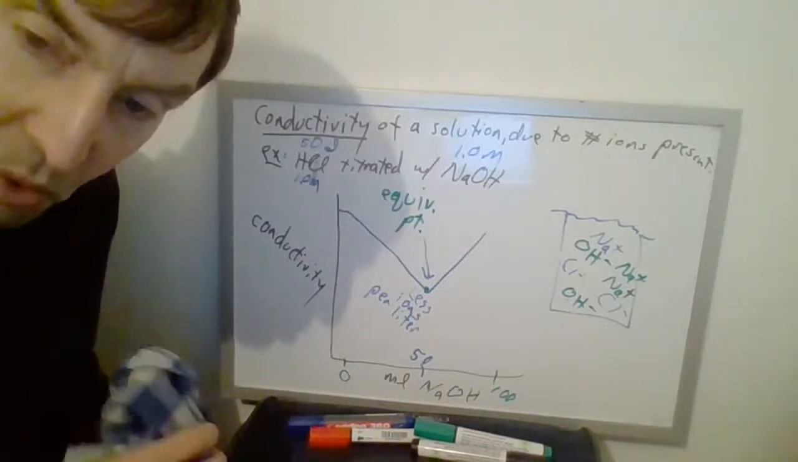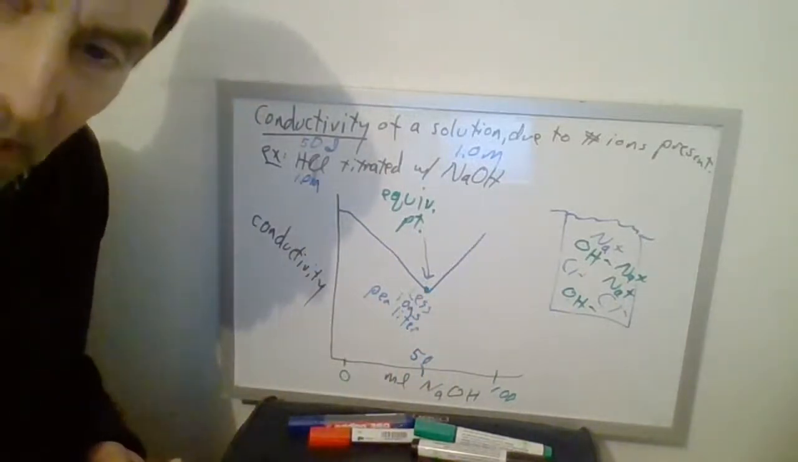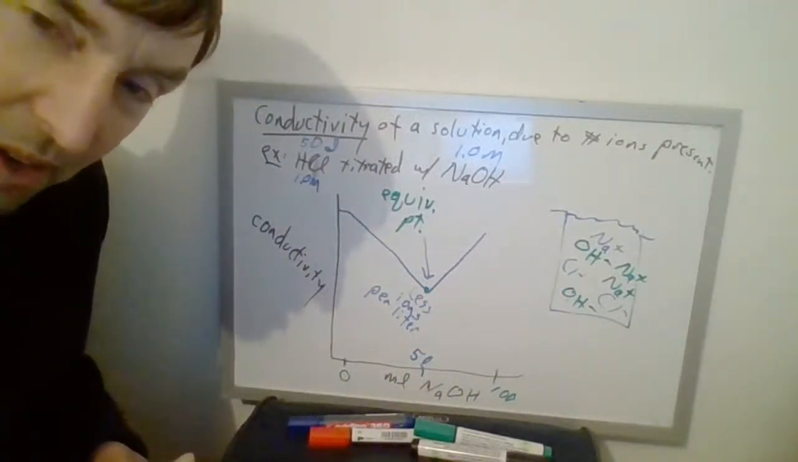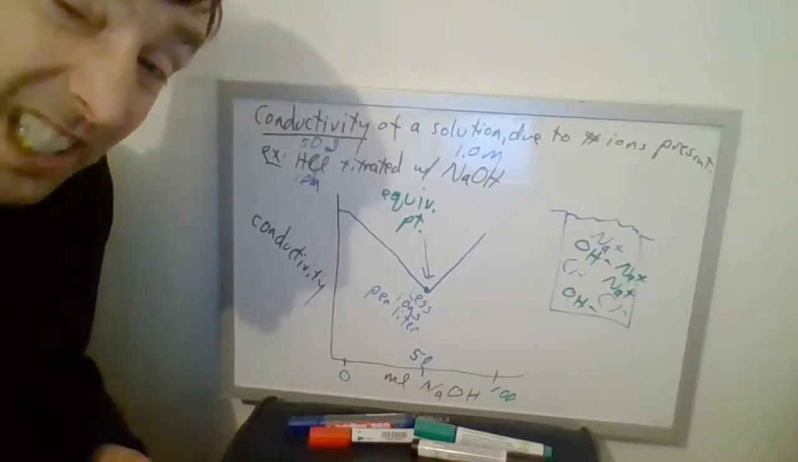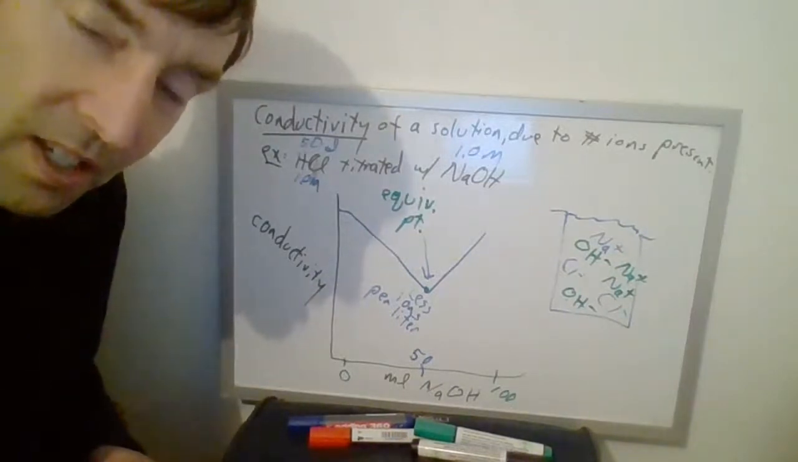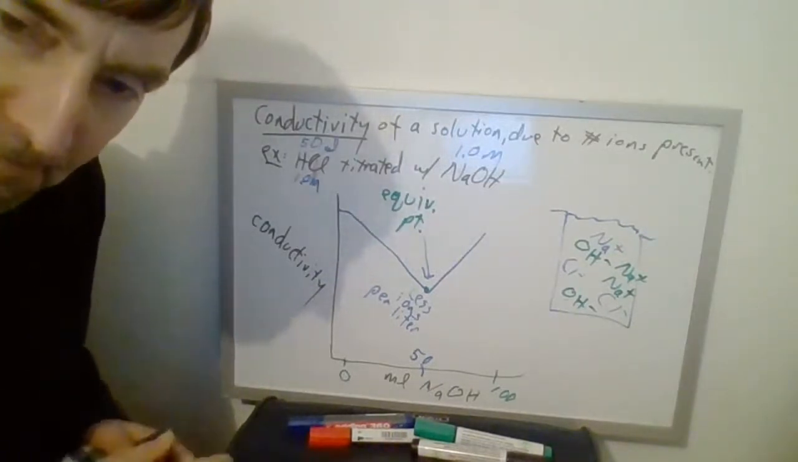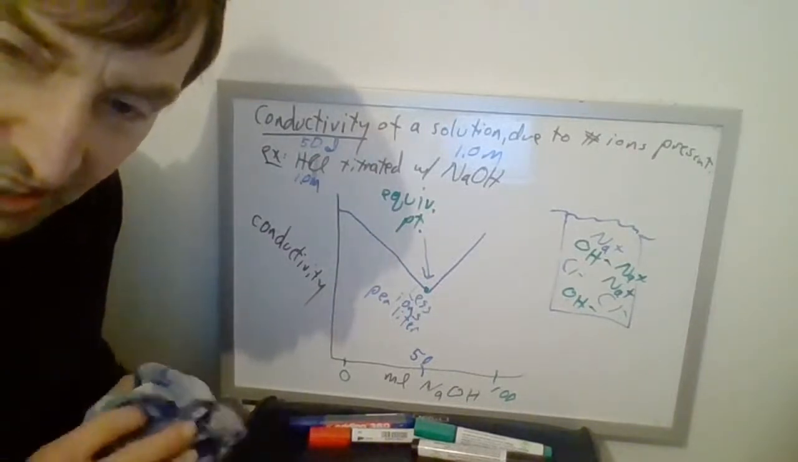Yeah, the equivalence point will be right there at 50. That's right. So above that, no more making water. So I stop losing ions and I start gaining ions, which gains in my conductivity reading. Yeah? Okay. Thank you.